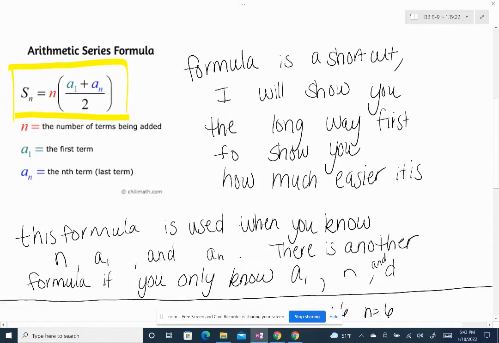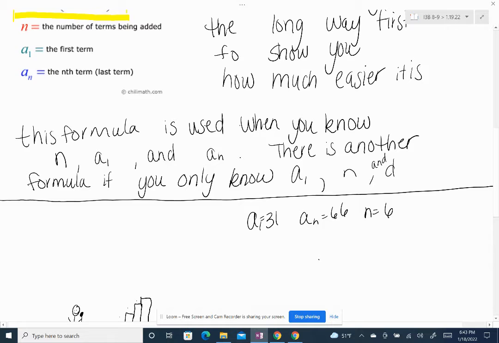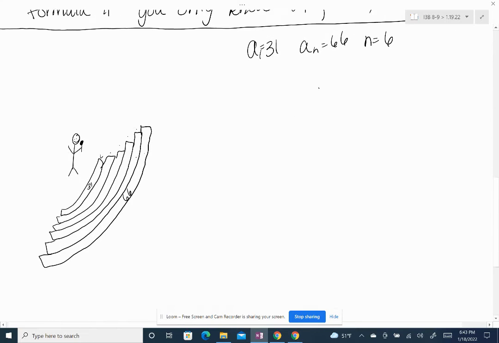This formula right here, I highlighted it. That's going to be your arithmetic series formula. So the formula is really a shortcut. I'm going to show you the long way right now in the first example, and then show you how much easier it is to use the formula. This formula is used when you know your n, so your number of terms, your a1, which is your first term, and your an, which is whatever your nth term is. There is another formula if you only know a1, n, and d, and we'll cover that in a little bit, okay? Okay, so let's take a look.